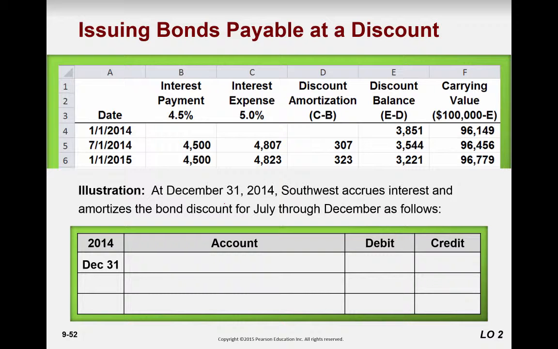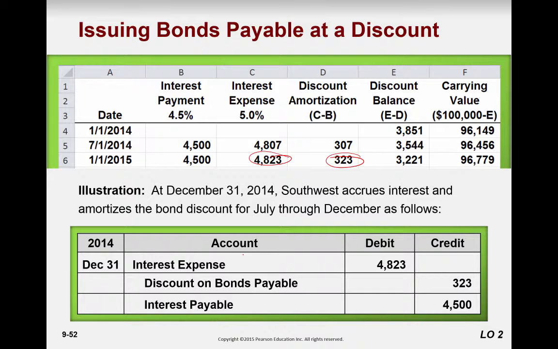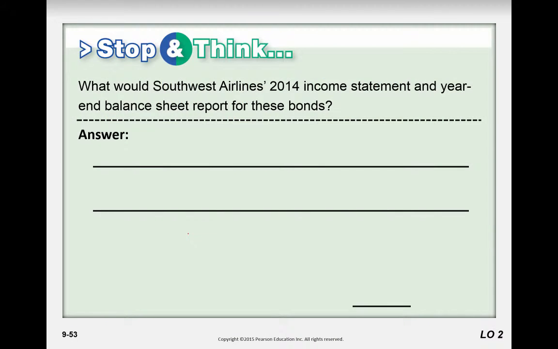Now we accrue interest and amortize the discount from July through December as well. So we see that right here. So here's our 48, our 323 to add up to our interest payable of 4,500.